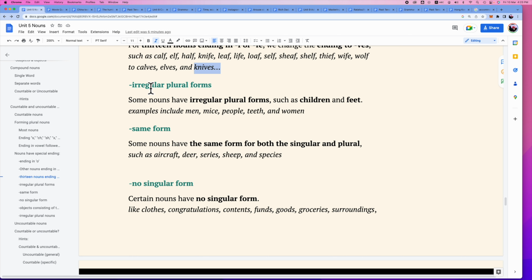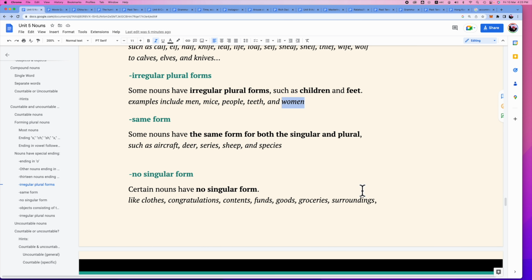And there are some irregular plural forms, which means the noun will change to a completely different spelling, not just adding s or es. For example, child becomes children, foot becomes feet, and others like men, mice, people, teeth, and women.